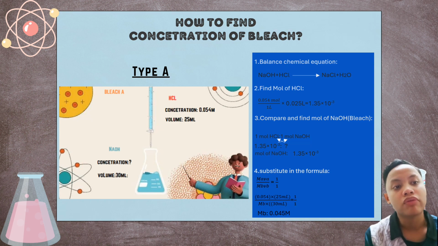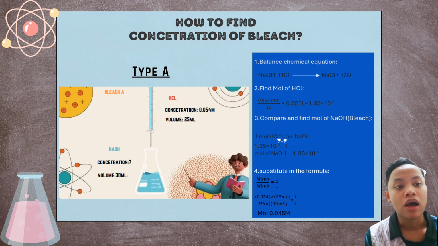So on the left chemical equation, you can see here is 1 mole of HCl and 1 mole of natrium hydroxide. So just cross multiplication, and then we got mole of natrium hydroxide is 1.35 times 10 power of negative 3. On the fourth step, we must substitute in the formula. So formula that I use here is MAVA over MBVB equal to 1 over 1.